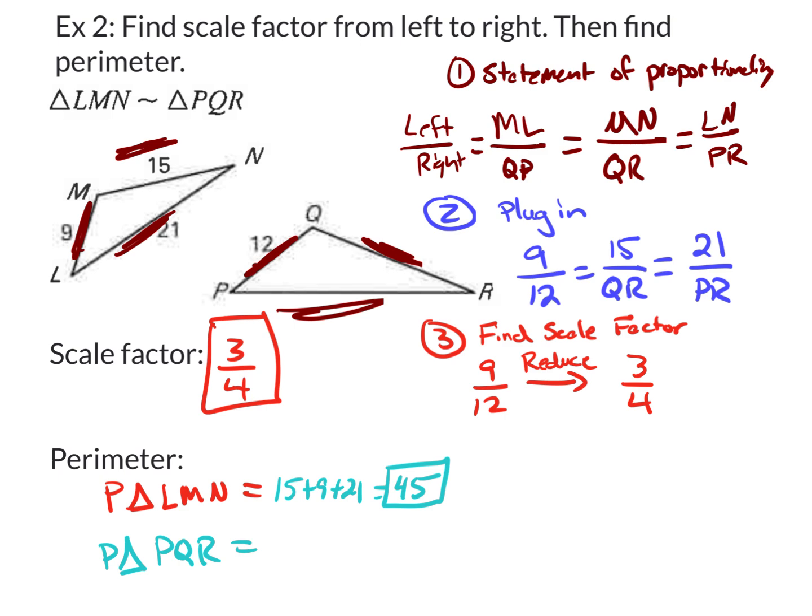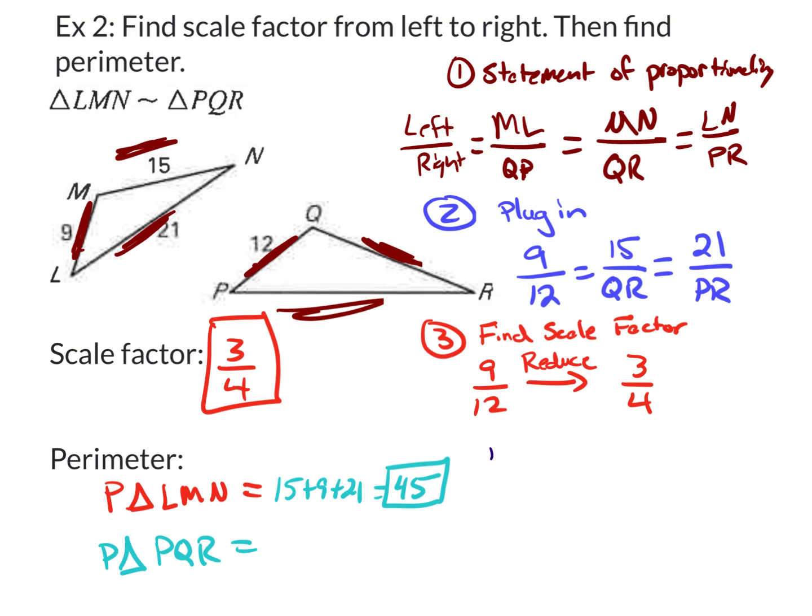Do I have all the numbers to find the other one? No. One thing I could do is use my scale factor 3 over 4, set it equal to 15 over QR, and then set it equal to 21 over PR, and I could find those two sides, right? And cross multiply, but I have to cross multiply and solve out twice. That's a lot of extra work. The other way to do it is to know that perimeter is directly proportional to whatever the sides are. So that means I can use my scale factor and set it equal to the perimeters of each one and find the missing one. So this is what it looks like.